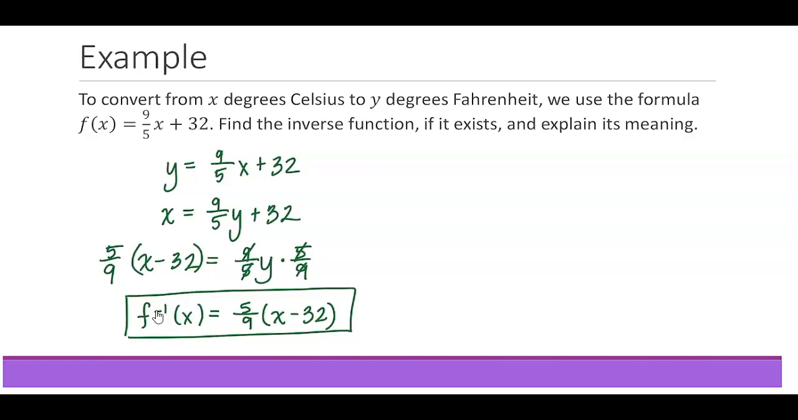So what this represents is a conversion, right? It's going to convert from degrees Fahrenheit, so that is x values, to degrees Celsius. That's our new y values, our f inverse of x values. So that's what it's going to do. It's going to convert from degrees Fahrenheit, which is x, to degrees Celsius in y.